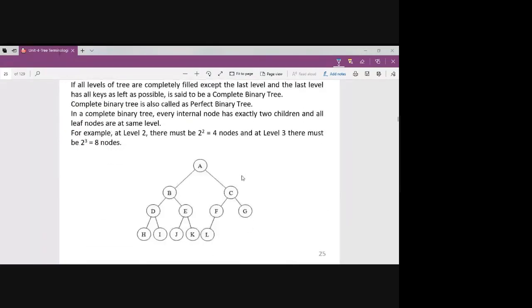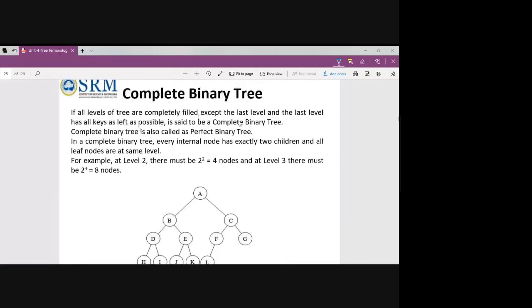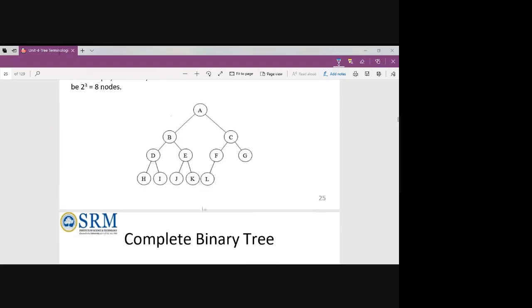So in a complete binary tree there is one difference. Your last level, see here in this level you can see this tree is also having two children only, but here G is not having, and here one child is not there, and here two children are not there. So this is called a complete binary tree. A full binary tree will have again here one more node and here two nodes. That will be a full binary tree.